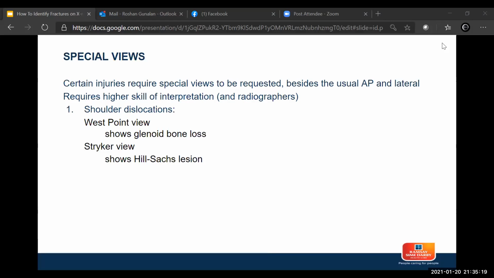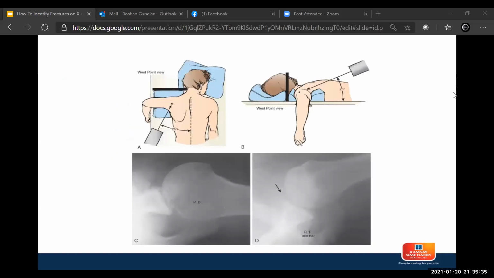This is just to show that X-rays are not just AP and lateral. For certain conditions you will need special views. For shoulder dislocations, sometimes you look for injuries to the labrum and the glenoid fossa, so you do different views known as the West Point view and the Stryker view. These are taken differently, on the X-ray table, and all this is currently being phased out because most people go for MRI or CT scan, and you don't need all this.